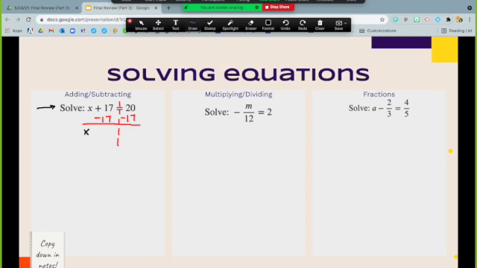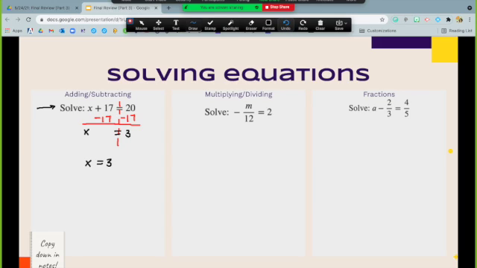17 minus 17 equals 0. And 20 minus 17 equals 3. And so my answer here would be x is equal to 3. I'm going to do the same exact thing with the next problem. So right here, we have negative m being divided by 12. And that equals 2. Or you could see it as m being divided by negative 12.